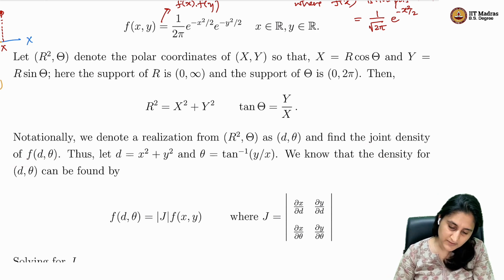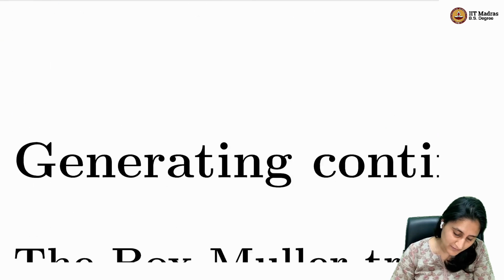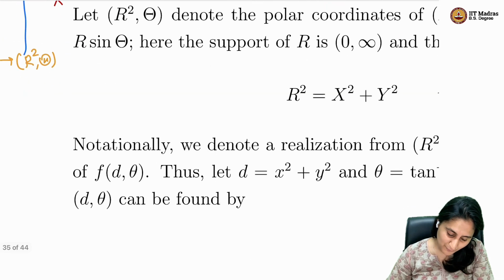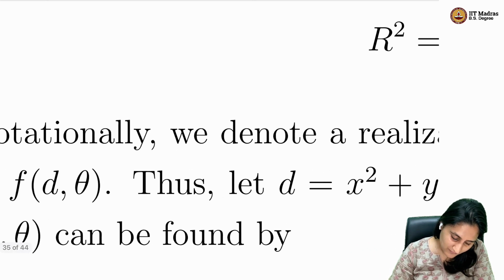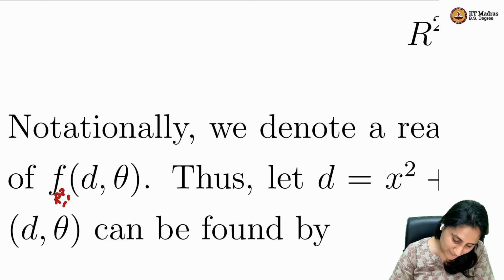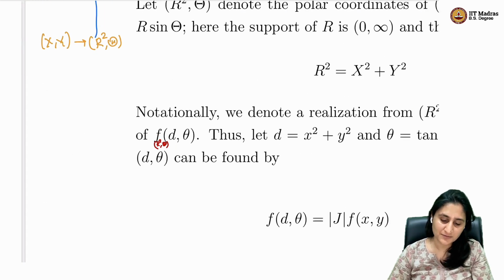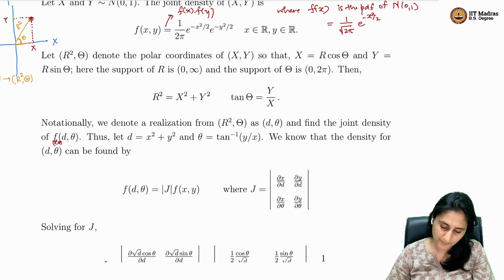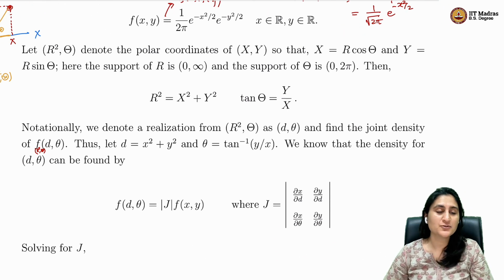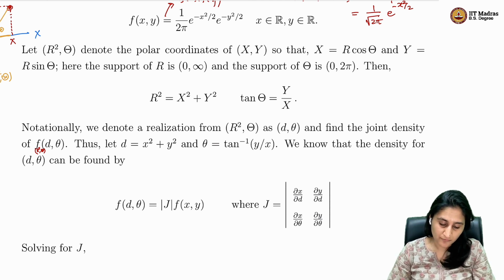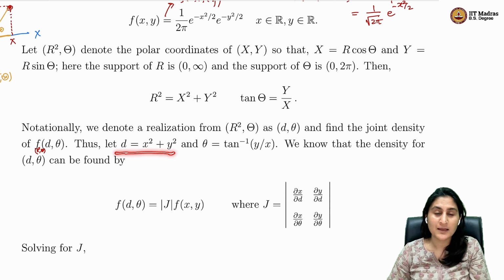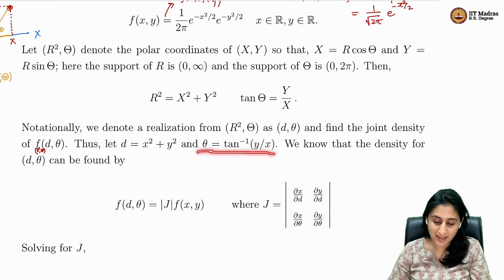So there is a sub notation embedded here. Sorry, there is a sub notation embedded here that this is r squared comma theta. That's a sub notation embedded in this density formulation. So I want to find the joint density of that. Using this relationship over here and this relationship, I know that small d is equal to small x squared plus y squared, and small theta is equal to tan inverse of y by x.